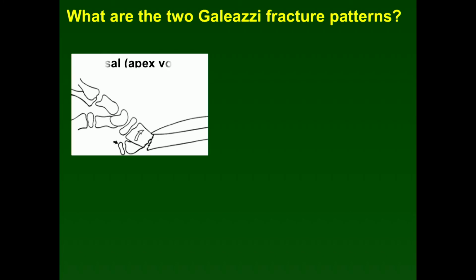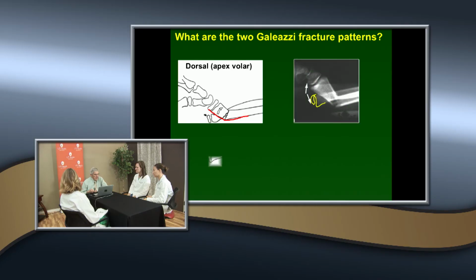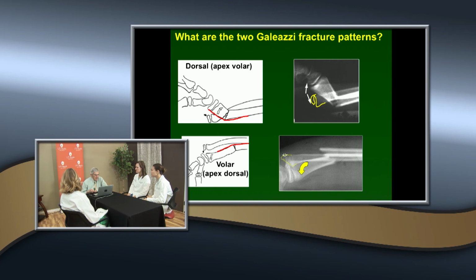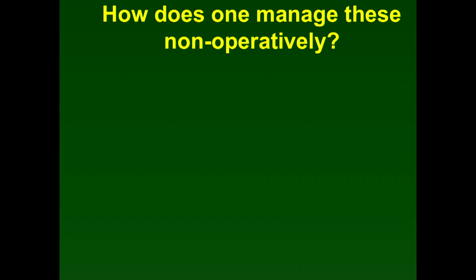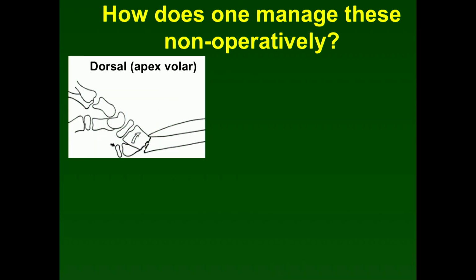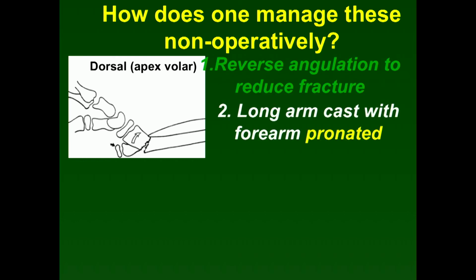But the key is there is a volar fracture, and what's the other one? That's volar. What's this one? Apex dorsal. Apex dorsal. That's right. You can see here. And that's Walsh's classification. And so, how do you manage these? If it's this one, how do you manage it? You would reduce it and cast it in supination. Yeah. This is one that you put in a long arm cast with the forearm pronated. It's in supination, so you put it in pronation.